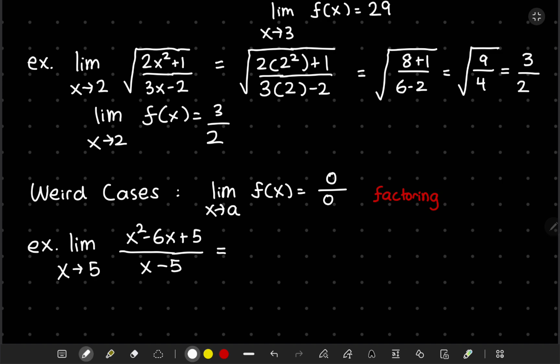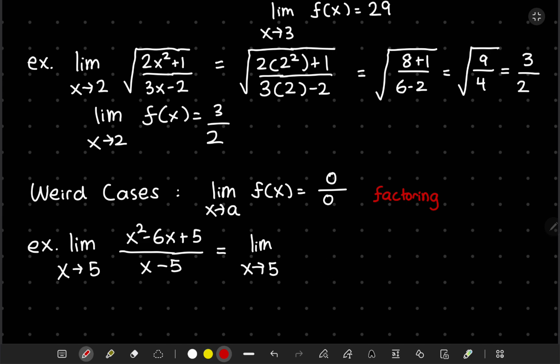Here's what I can probably do: get rid of that x minus 5. I don't really like it because it would give me that 0 on the bottom. So if I want to cancel it or kill it, one thing I need to do is also have x minus 5 on the top, something like this, so that in the end I can kill them out. But then how do I do that?